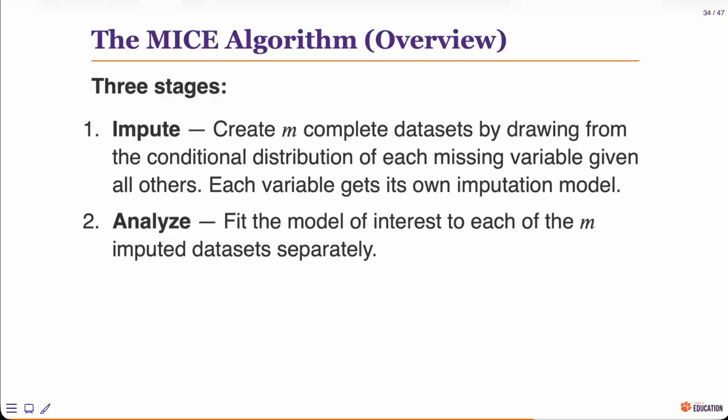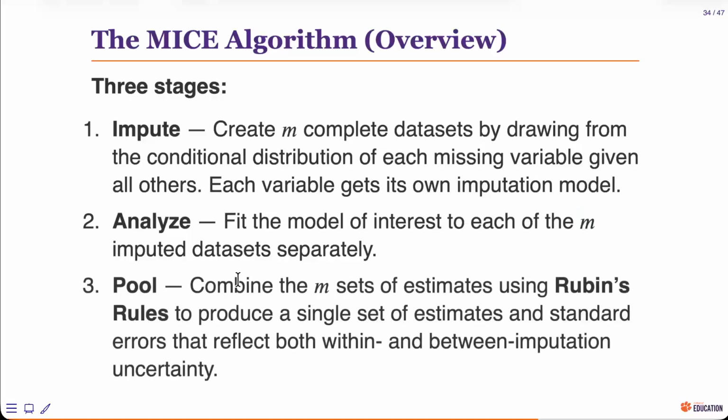But now, if you think about it, at the end of step 2, we have m sets of results. The third step is to pool those results using something called Rubin's rules. The Rubin's rules will then produce a single set of estimates and standard errors that reflect both within and between imputation uncertainty, allowing you to then report those results of the missing data themselves.